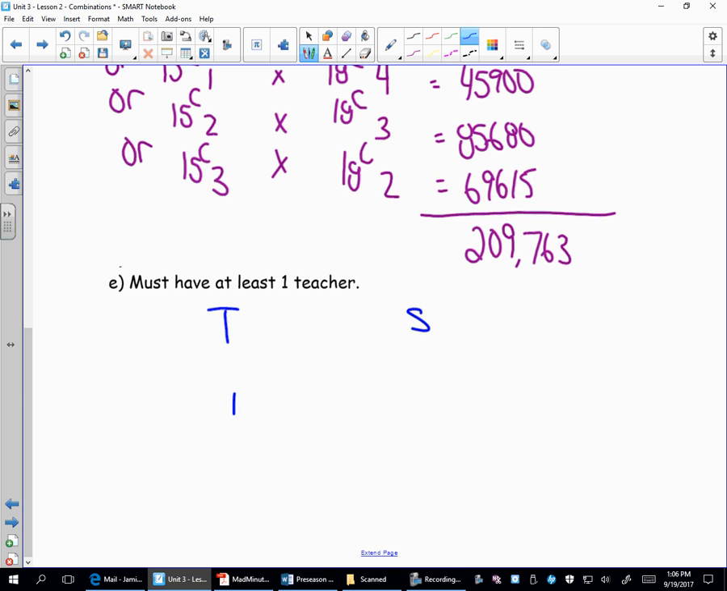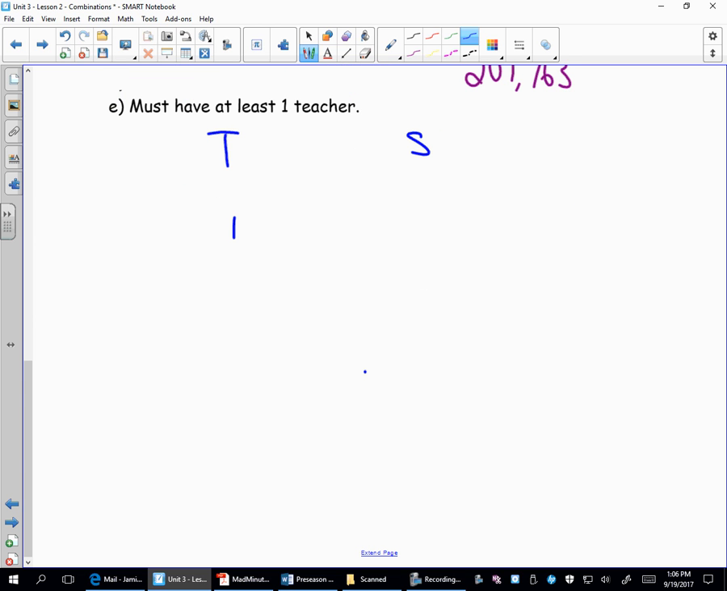So I could have 1, which would imply 4 students, or I could have 2 and 3 students, or 3 and 2 students, or 4 and 1 student, or 5 and no students. These are all possibilities. Now, that's a lot of cases to go through. So here's a good idea for us. What if we use our indirect method? Get rid of what we don't want.